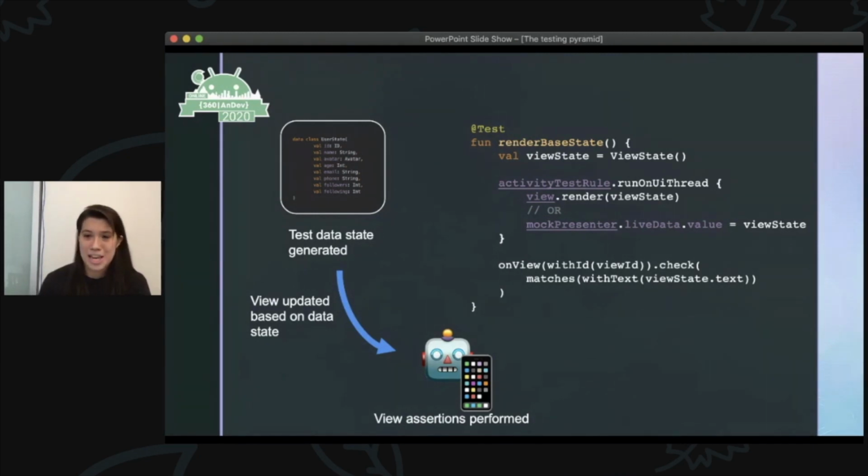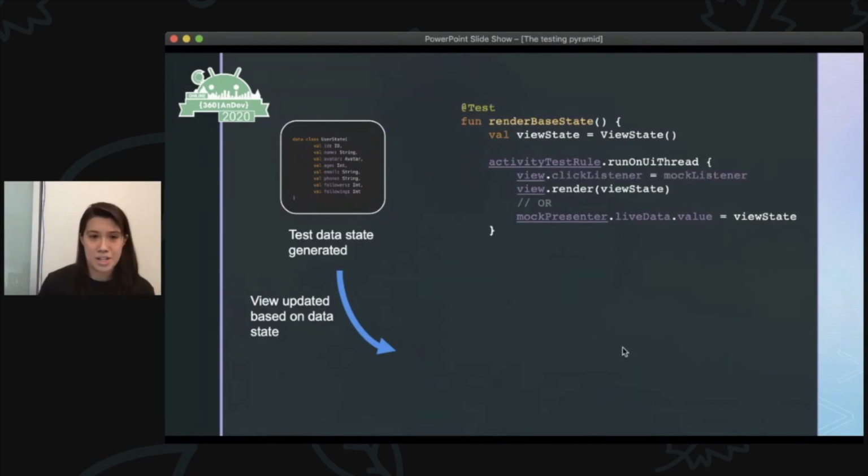So in order to test the other half of that diagram, you go and test the click listeners that are attached to that as well. So same deal, you will probably have to set a data state. You may not, but most of the time I think you would. You might have to attach a click listener to the view as well if it's not attached to a presenter with live data.